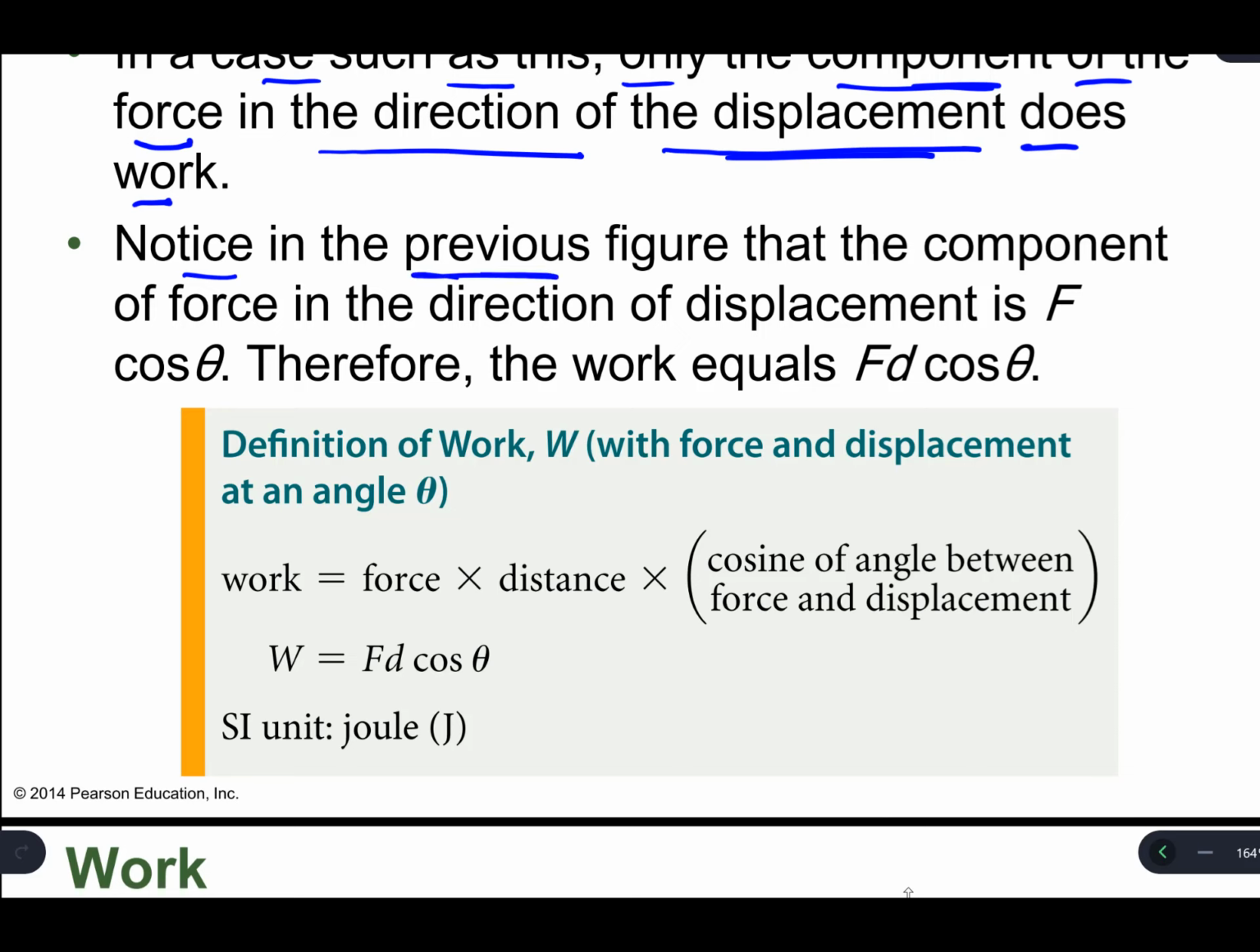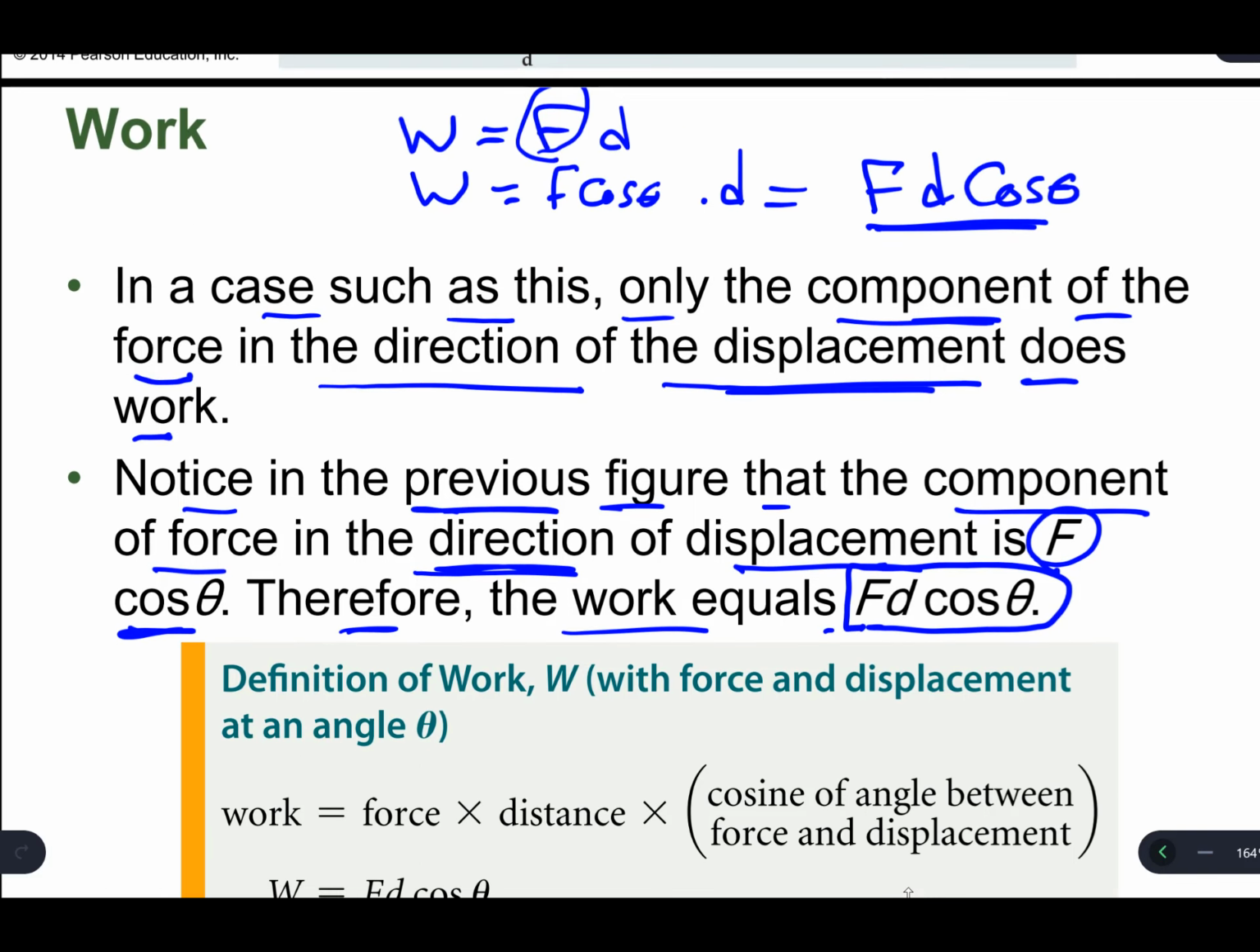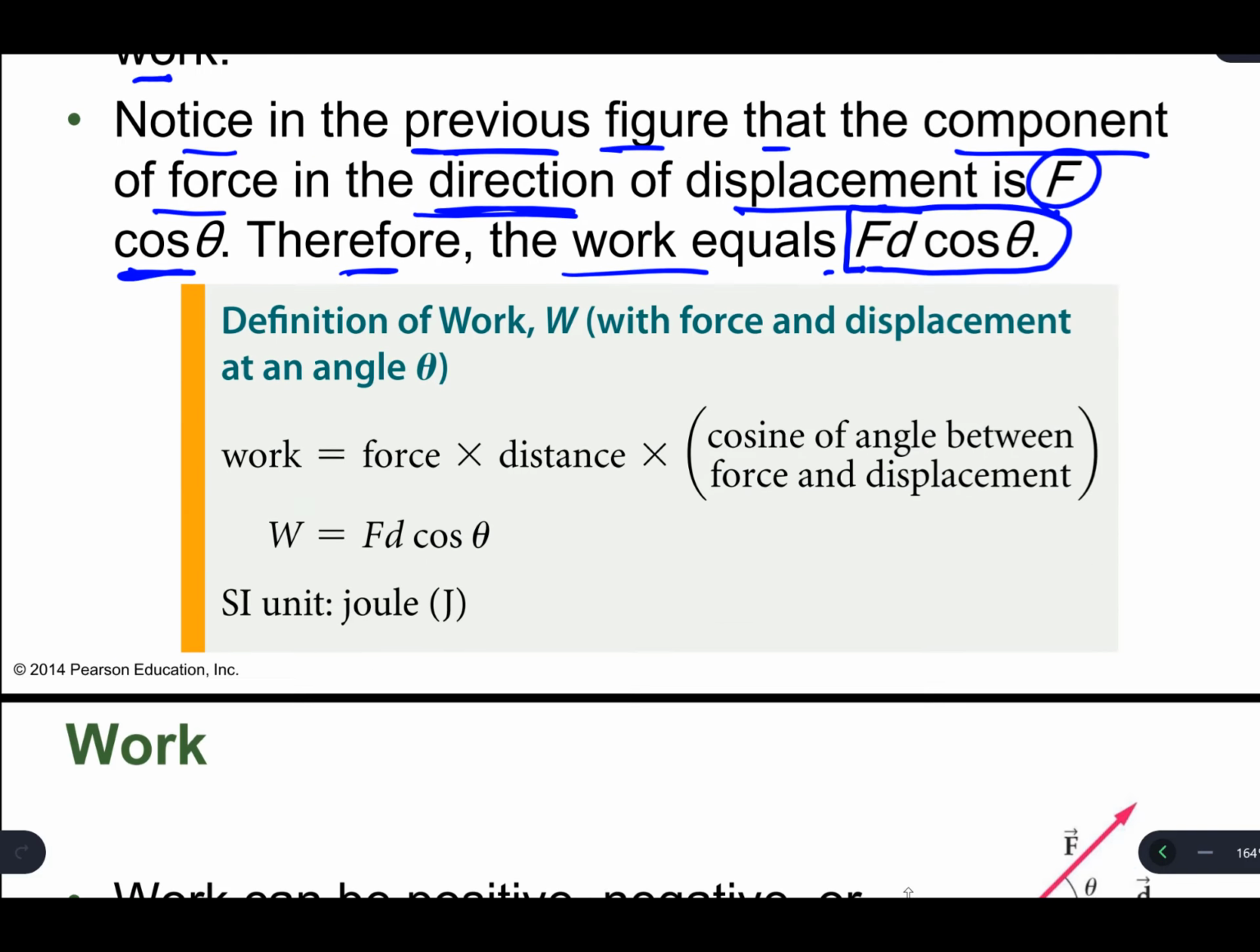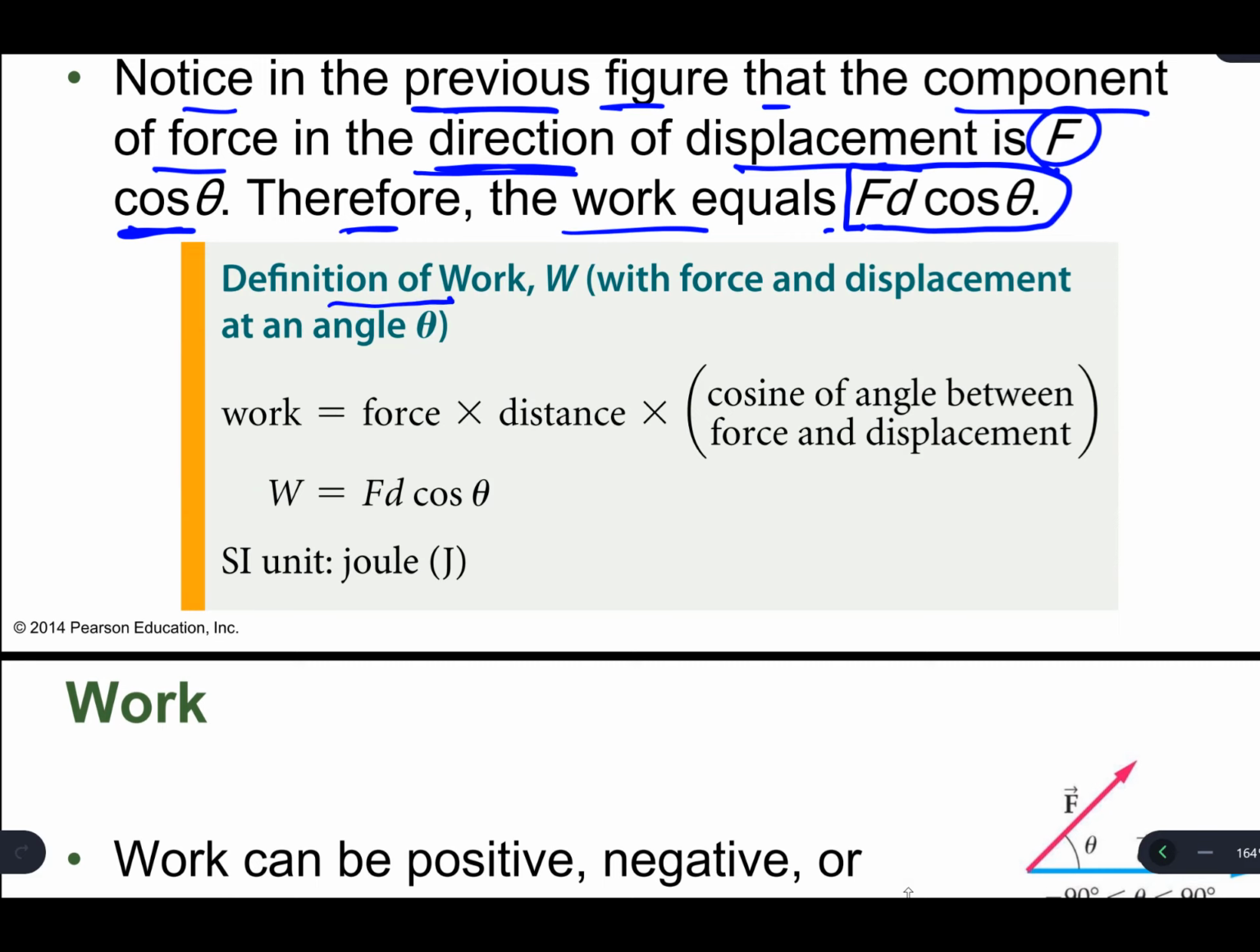Notice in the previous figure that the component of force in the direction of the displacement is F cosine theta. Therefore, the work equals F D cosine theta, as we said above. So, the definition of work with force and displacement at an angle: work equals force times the distance times cosine of the angle between the force and displacement.